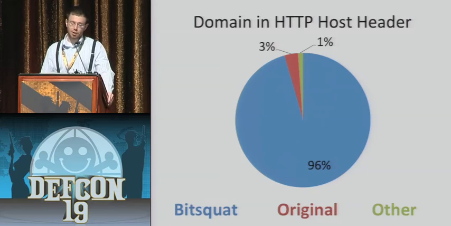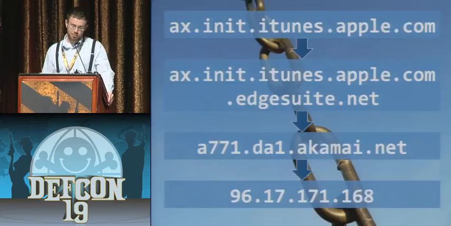And if you look, 1% of the domains aren't the BitSquat domain. They're not the original domain. They're, in fact, the other domain, such as the msn.com that we saw earlier. And the reason this occurs is because of CNAME chains. This is an actual example that I observed.